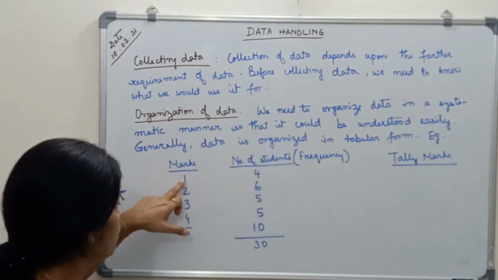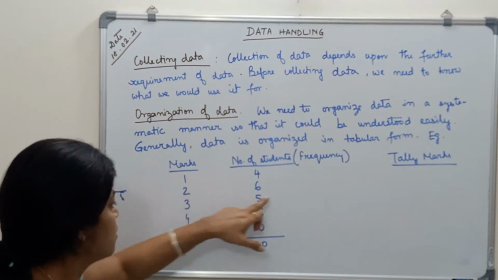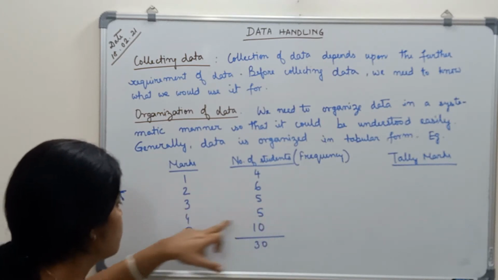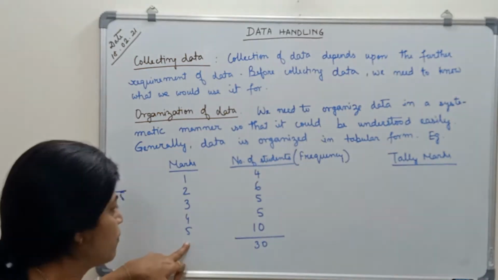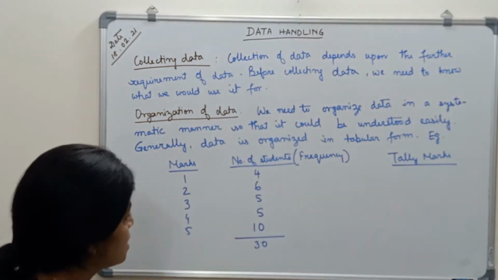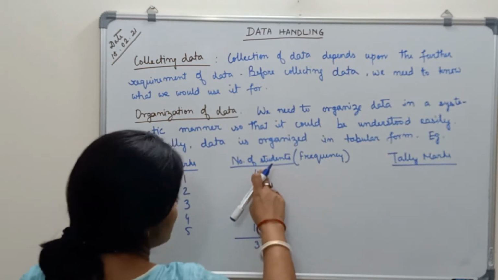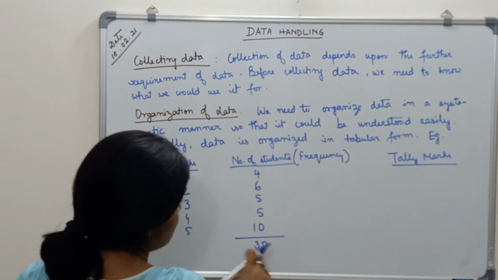So 4 students got 1 mark, 6 students got 2 marks, 5 students got 3 marks, 5 got 4 marks and 10 students got 5 out of 5. So the number of students in the class is 30. See, add it: 6 plus 4 is 10, 5 plus 5 is 10, that is 20, and plus 10 is 30.